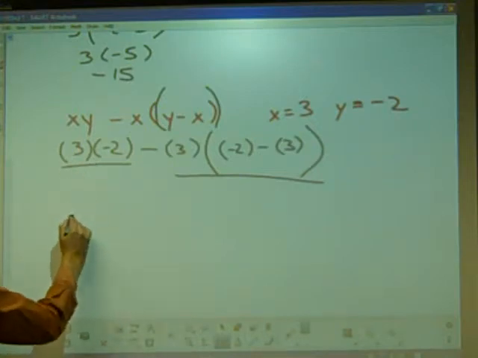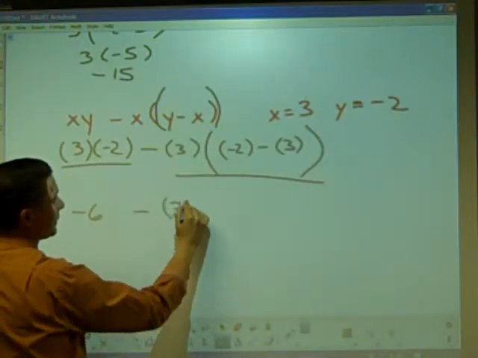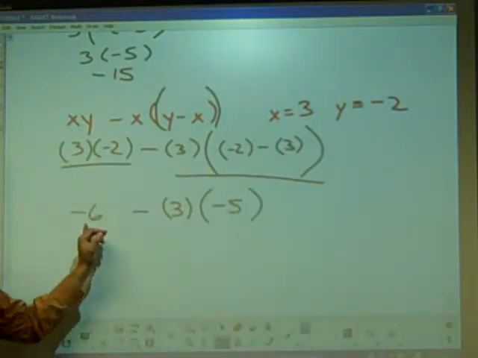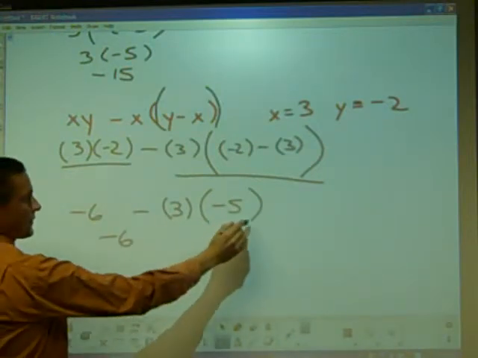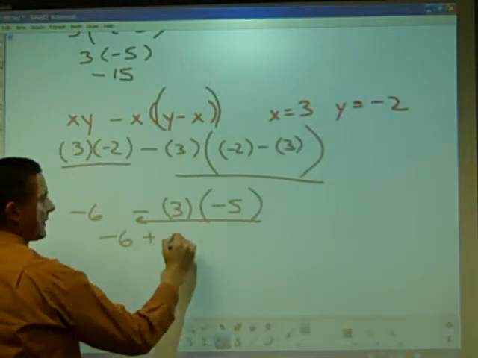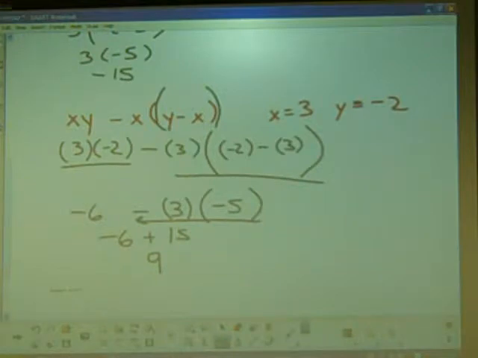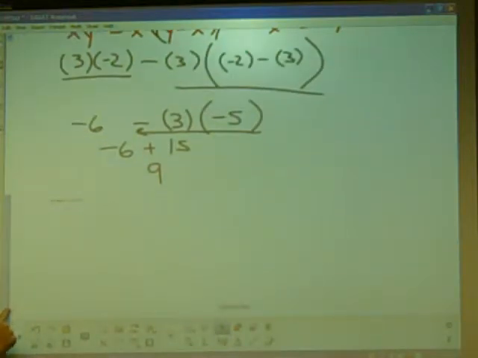Over here, I can write negative 6 minus, I can't bring the 3 in yet, I gotta leave a 3. Negative 2 minus 3 is negative 5. I can't combine these, I have to multiply first. So negative 6, looking left, I come all the way over. Negative negative is a positive, 3 times 5 is 15. Negative 6 plus 15 is 9. Got five more to go.